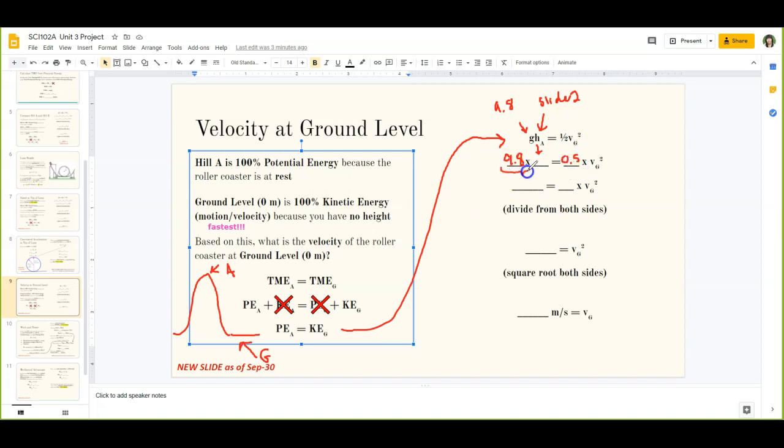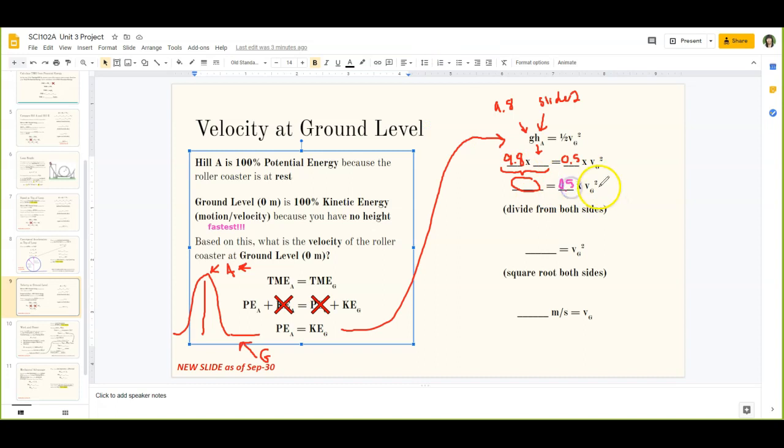Now at this point, you can go ahead and simplify the left-hand side. So 9.8 times whatever the height of your initial starting hill is. So the height of this hill right here, that is what is going in here. And again, don't forget, I'll take a different color here. This is going to be 0.5.